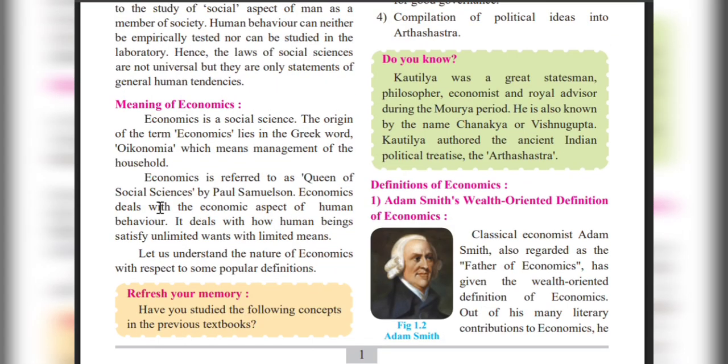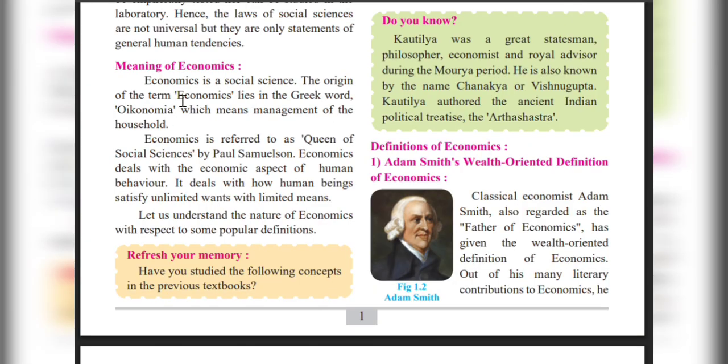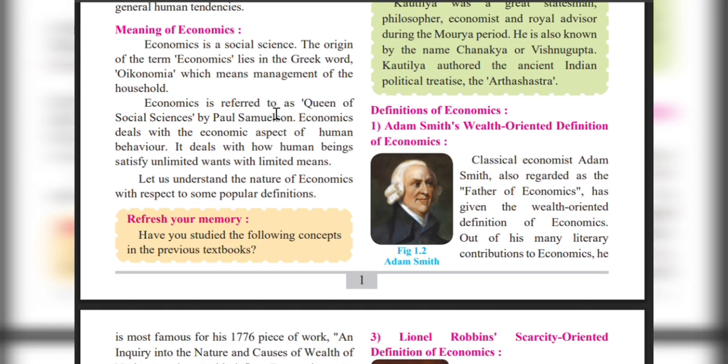Now, let's see the meaning of economics. The word economics comes from the Greek word oikonomia. Oikos means household. Nomos means management. So economics originally meant management of household. But today, economics studies how humans use limited resources to satisfy unlimited wants.